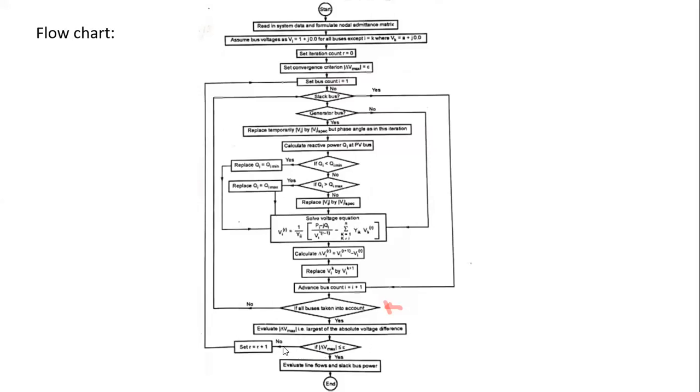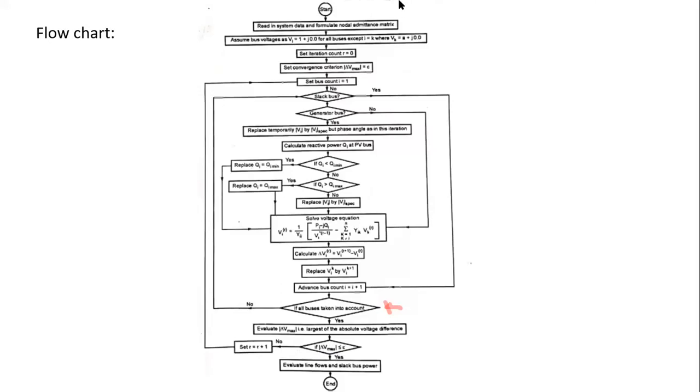If it is not satisfied, set r equal to r plus 1. Then again it will go to the bus count 1. This is the flow chart when the PV bus is present.